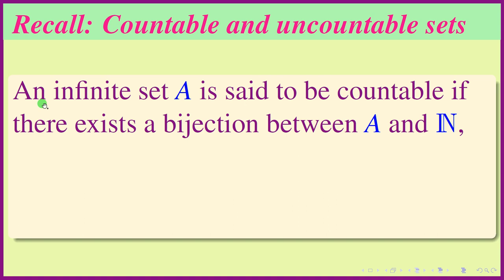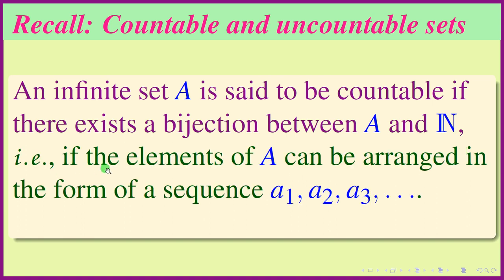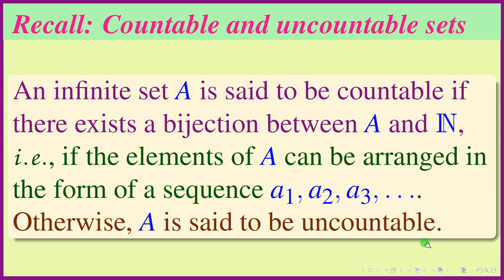First we start with some standard definitions. An infinite set A is said to be countable if there exists a bijection between A and N. That is, if the elements of A can be arranged in the form of a sequence A1, A2, A3 and so on. Otherwise, A is said to be uncountable.